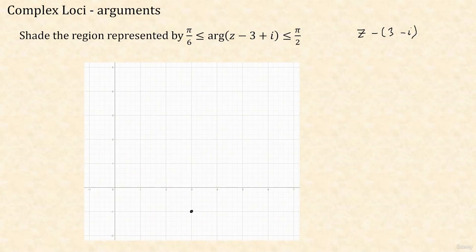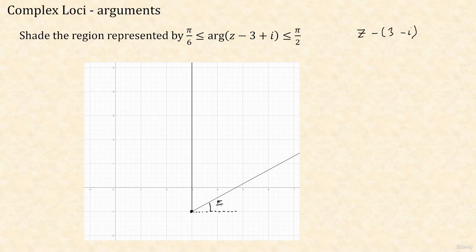And so what we have here is we're measuring from the point 3 minus i, so that's this point here. And then what we want is for its argument to be between pi over 6 and pi over 2. So pi over 6 from this point, if we think about our dotted horizontal here, is a line coming out like this, a half line, and then pi over 2 is a line heading straight up, because that's an angle of pi over 2. What we get is this, where this angle here is pi over 6, and this angle here is pi over 2.